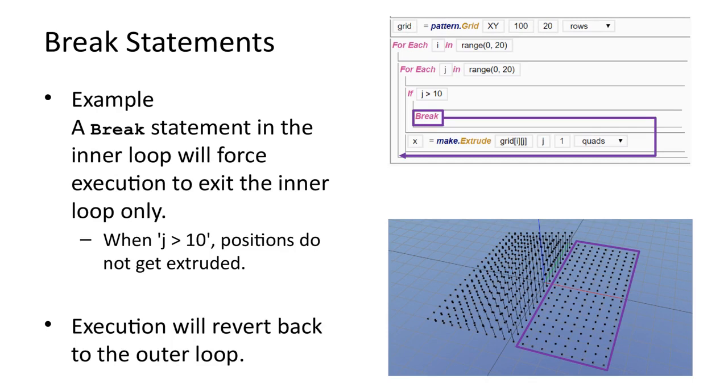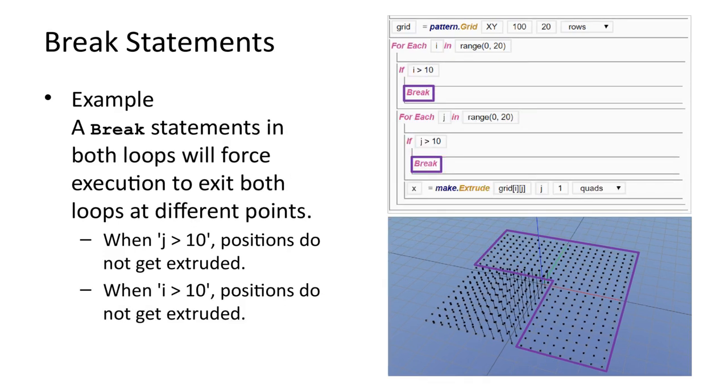In this example, the break statement is inside the inner loop. When the inner loop starts to execute, it will iterate over the row of positions. This time, when it reaches the position number 12, the variable J will have a value higher than 10. Again, the break statement then kicks in. As soon as it is executed, execution will exit the inner loop. However, it will not exit the outer loop. This means that execution will return to the outer loop and continue with the next row.